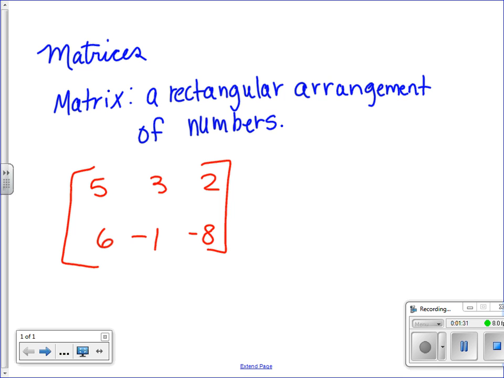These are rows. And these are columns. When you give the size of a matrix, you give rows by columns. So this is a 2 by 3. That's a 2 by 3 matrix. And each little piece in here, each one of these, is called an element.